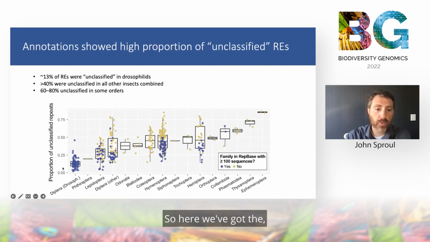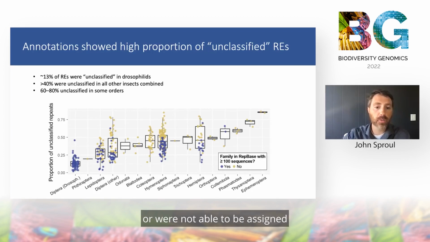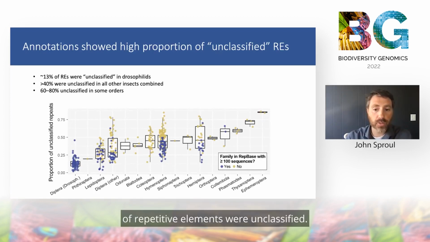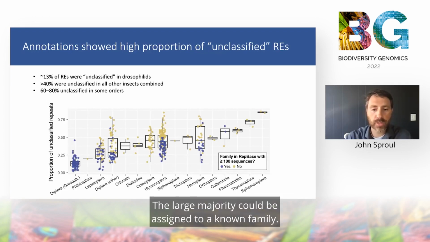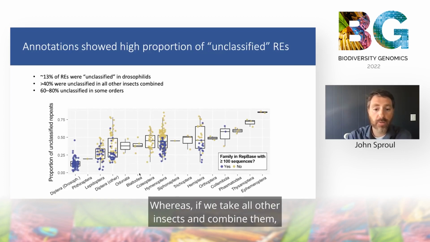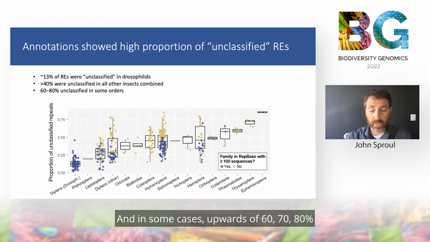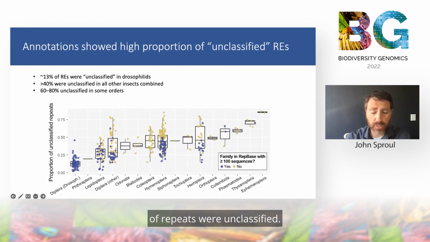So here we've got, of all repeats that we detected, what proportion are unclassified, or were not able to be assigned to a known family of repeats. And as you can see in Drosophilids, an average of only 13% of repetitive elements were unclassified. The large majority could be assigned to a known family, whereas if we take all other insects and combine them, an average of over 40% were unclassified repetitive elements. And in some cases, upwards of 60, 70, 80% of repeats were unclassified.